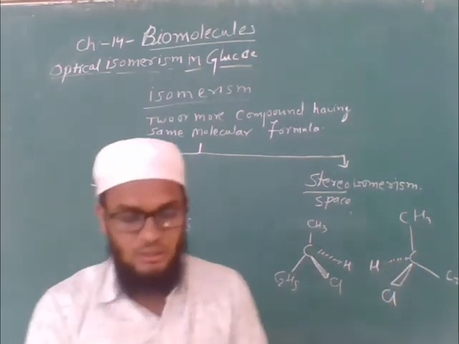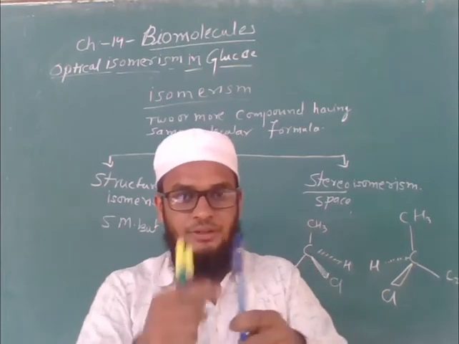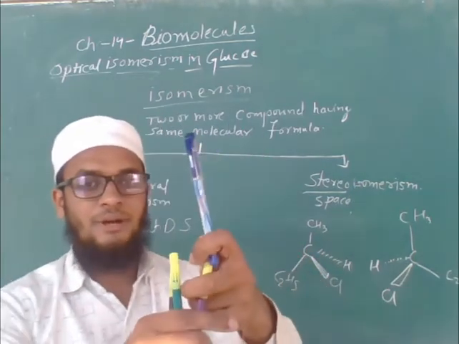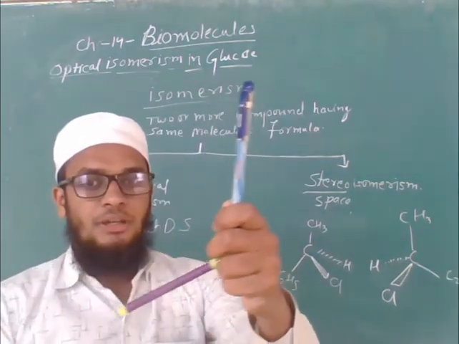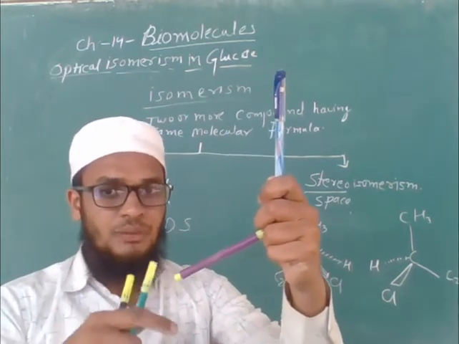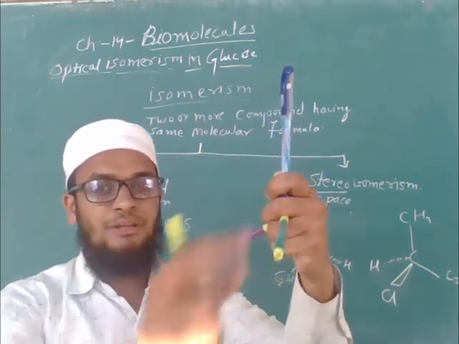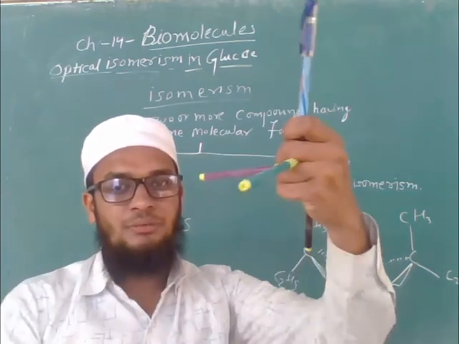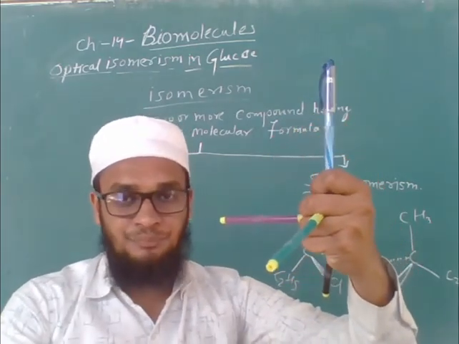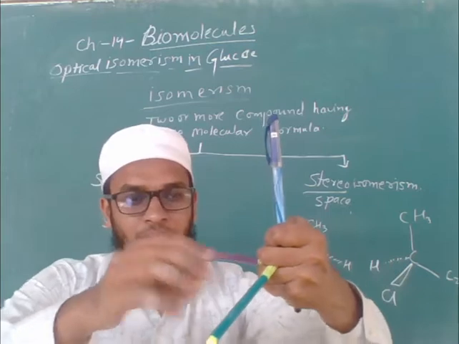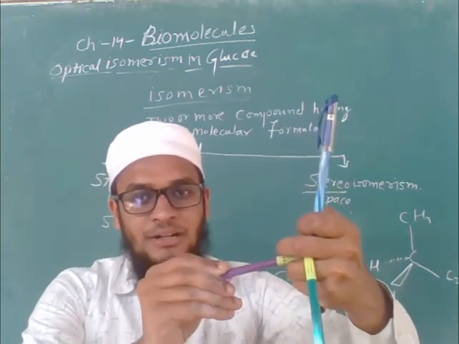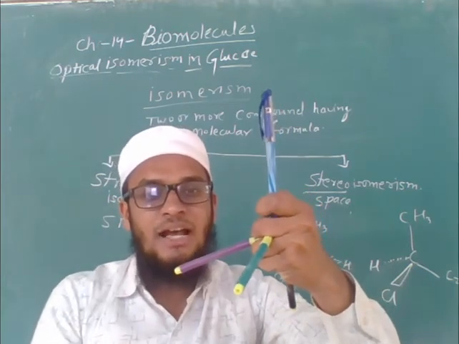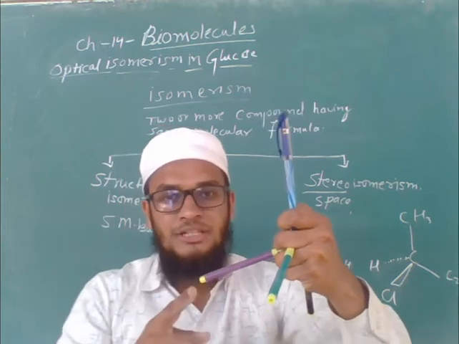Now I will show you with the pens. Look, this one is our CH3. Sidewise you can also see this one, our C2H5. This green one coming towards you is chlorine, and the black one going away from you is hydrogen. So this is showing the tetrahedral geometry of carbon. This one is the first molecule.